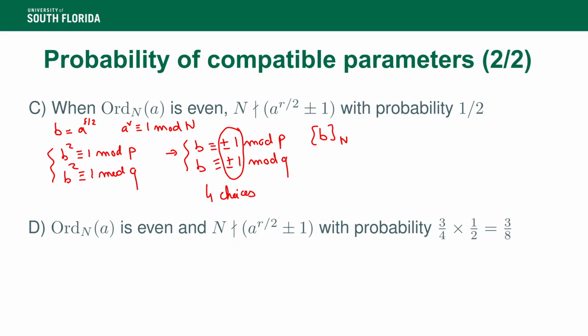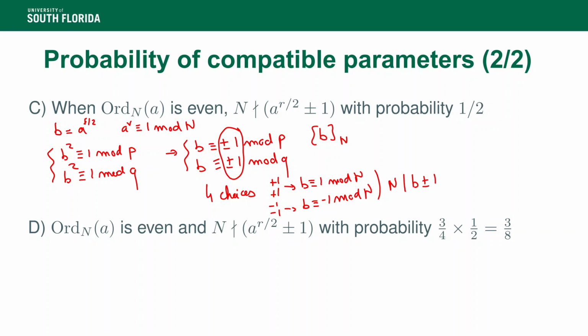Two of them are the plus 1 and plus 1, which will yield b congruent to 1 mod n. And if we have minus 1 minus 1, then this will yield b congruent to minus 1 mod n, okay? And these are the 2 conditions where n will be dividing b plus or minus 1, which is what we do not want.